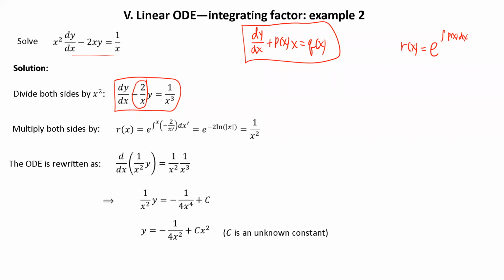So again, this is a very standard method. Just do it a couple times, and I believe you will be able to memorize it. So how it works: write the equation in this form, look for P, and then do the integral in order to find R, and then multiply R to both sides of the equation. Then you know that the left-hand side can be written as one derivative of the whole thing, and then integrate both sides. So this is the standard method here.